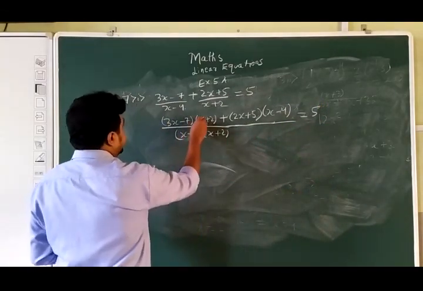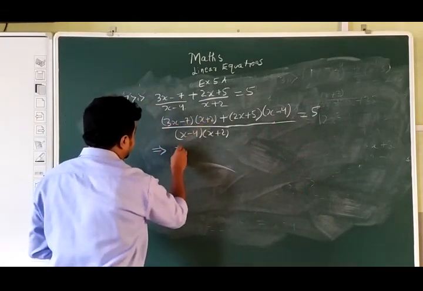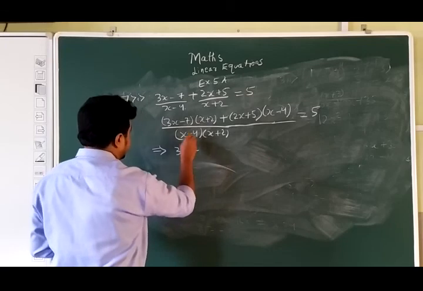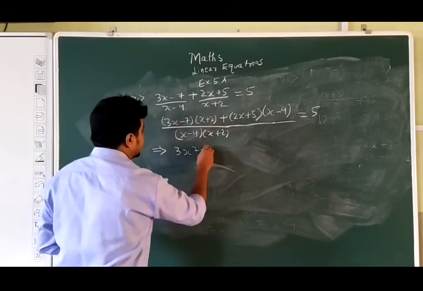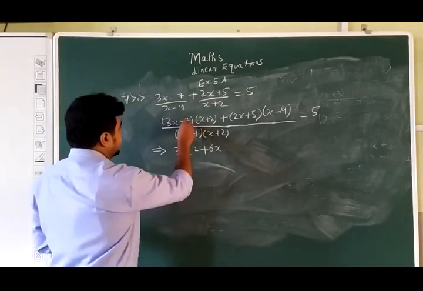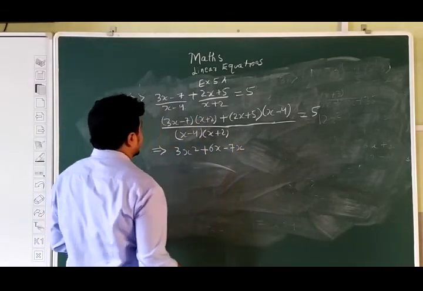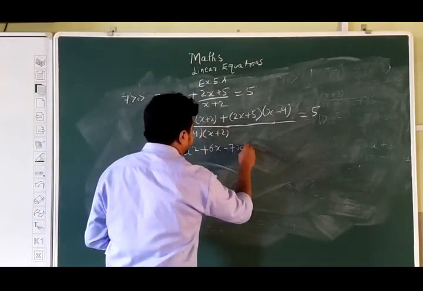Now again we can multiply. 3x into x is 3x square. 3x into 2 is 6x. Minus 7 into x is minus 7x. Minus 7 into 2 is minus 14.